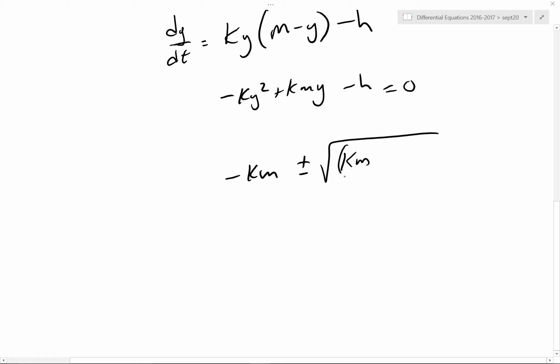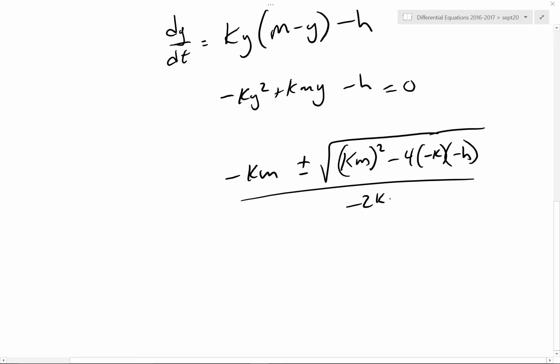So it's km squared minus 4 times negative k times negative h, all over negative 2k. So the value that makes this thing equal to 0, that's that bifurcation point right there. That's the break-even point, if you will. If you go less than that, you're going to get 2 nice, beautiful solutions, and everything's hunky-dory. And if you go the opposite direction, you're screwed. You killed all your fish off. Okay? It's called bifurcation.